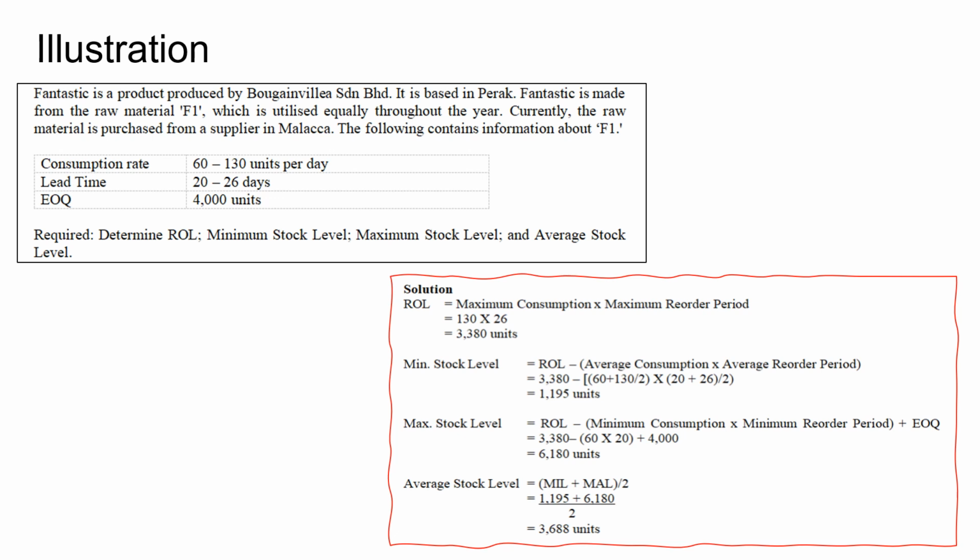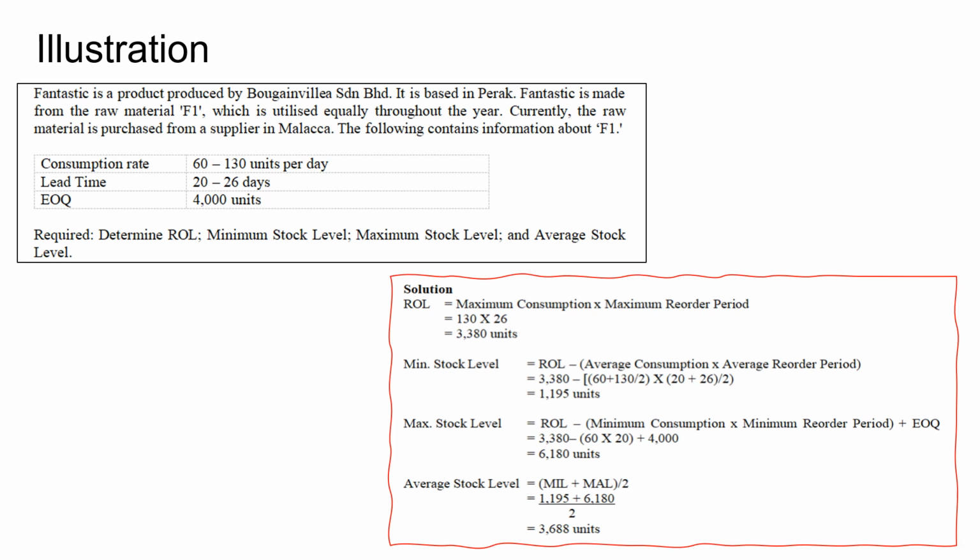We must ensure that the stock level does not go below this, or else you might have an understock situation. Understock will risk your production. Your production needs to be stopped because you have a shortage of material. So you must make the order before it falls down.